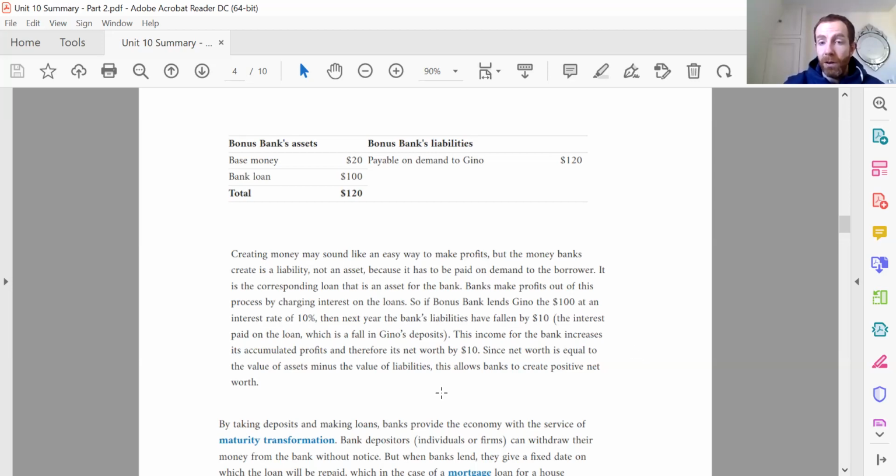And that's how it can start to increase its net worth, which we'll see precisely what that means in a little bit. So this is the key to where the profit comes from for the bank. It's charging that interest on the loan.